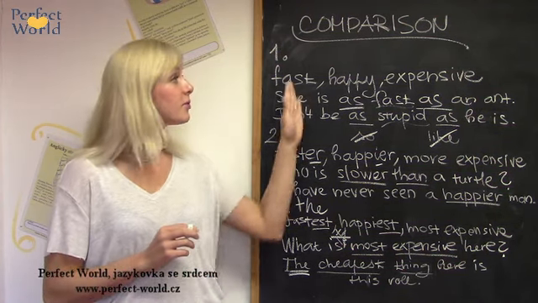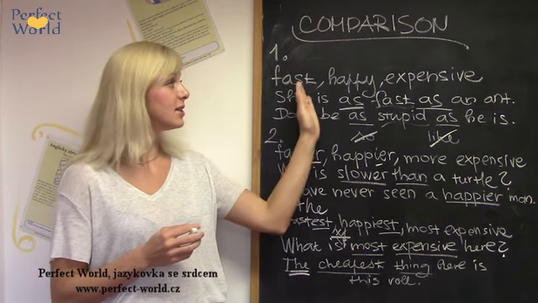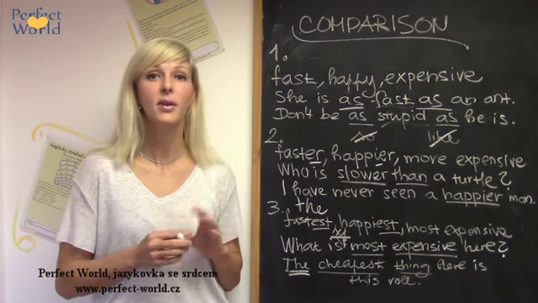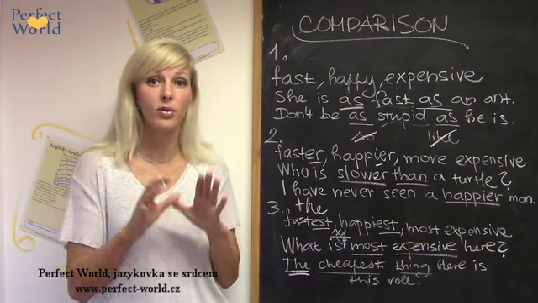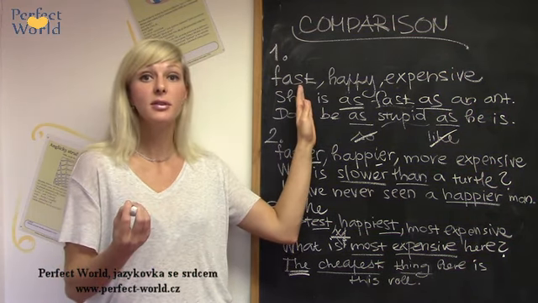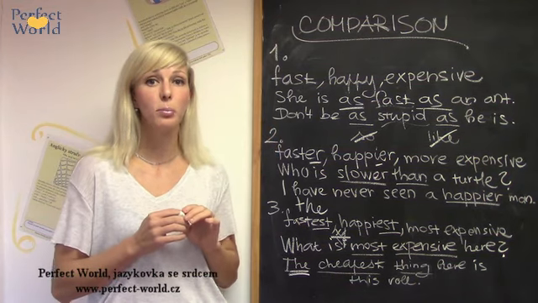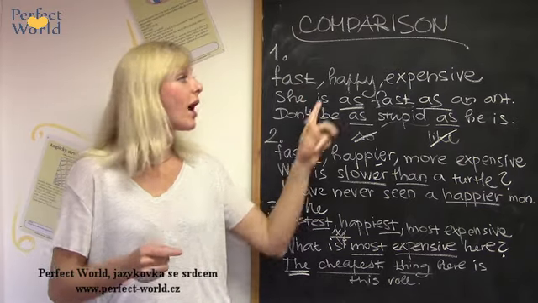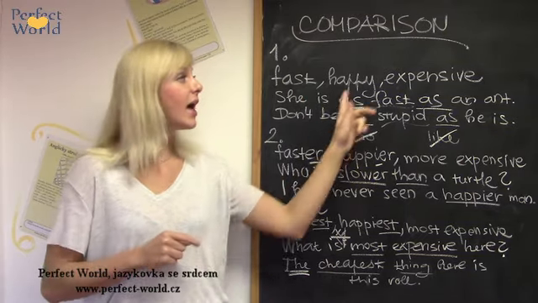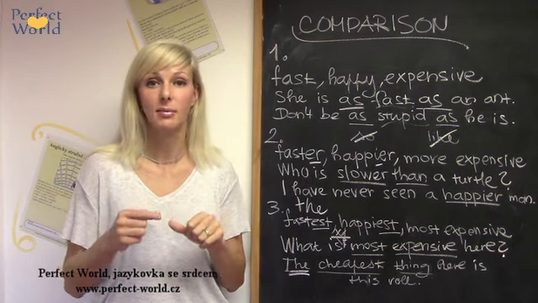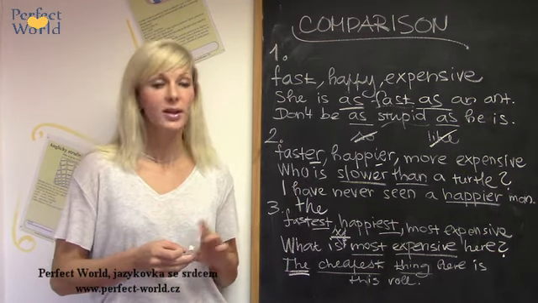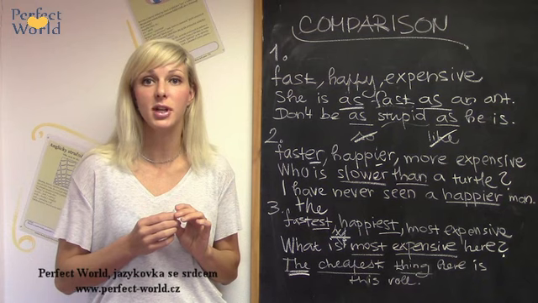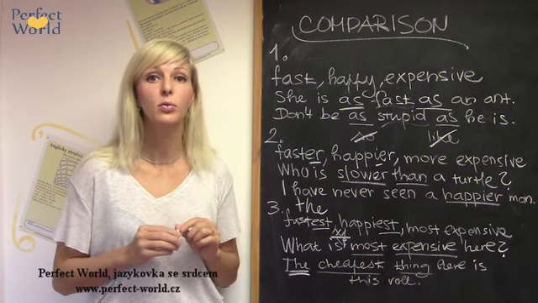Let's have a look. We will start with the first grade, where we have these three examples, which are fast, happy, and expansive. Three words of three lengths, as the syllables or the length of the word is very important when talking about comparison in English. Fast has just one syllable, happy has two syllables, and expansive has even three syllables. Well, in the first grade here, it's not important at all. You don't have to care about the length of the word.